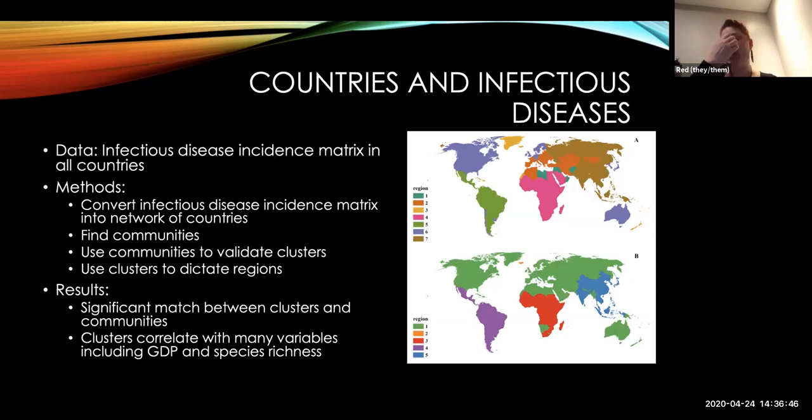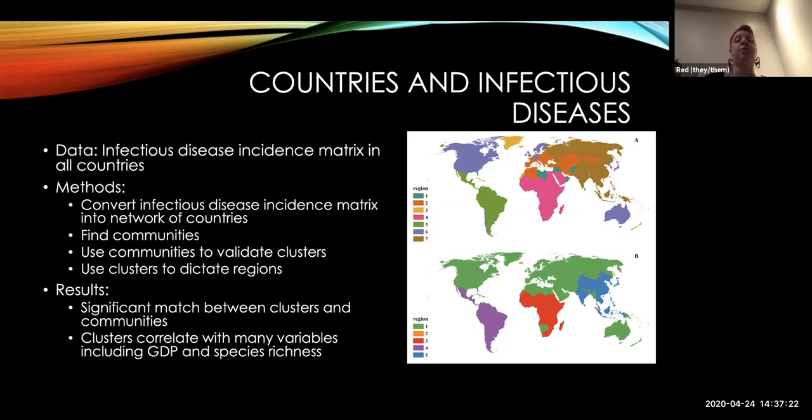And finally, the last project that I want to talk about is countries and infectious diseases, which is a little apropos for now. This is a data set that I was able to pull on infectious disease incidence in all countries. And then we converted this incidence matrix into networks of countries based on the infectious disease incidence. So if two countries both had an incidence of the same infectious disease, they were connected. And the more diseases they had in common, the more they were connected.